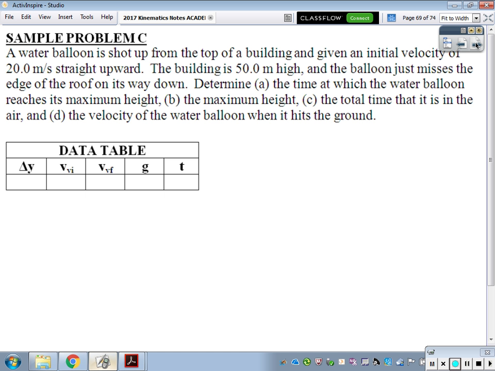Okay, we have a whole bunch of things that we are going to determine. So I'm going to draw just a very simple diagram here. We have a building. We are launching a projectile up. It's going to reach some maximum height, but then it's going to fall all the way back down to ground level.